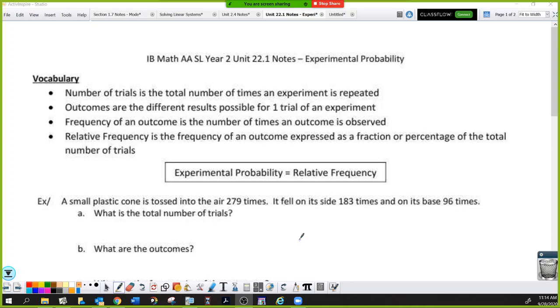Now, should you like to write an IA on gambling? Awesome. I would love to read one. Then you could use odds, but that's not what we're talking about. We're talking about probability.